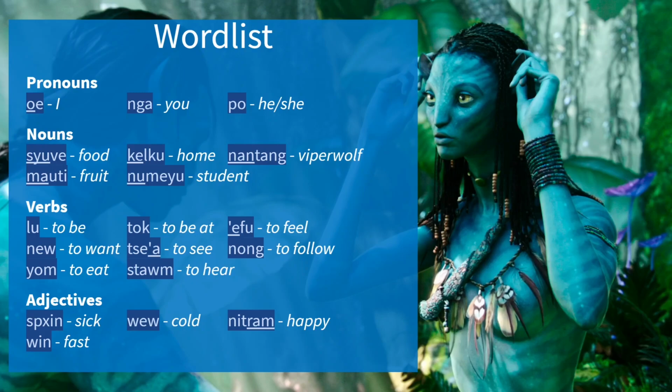And lastly we have ween, fast. So you could say something like nantang lu ween. The nantang is fast. During this word list, I always told you examples that use English word order. Of course, word order is flexible in that way. And during the sentences, I will use a variety of different word orders.